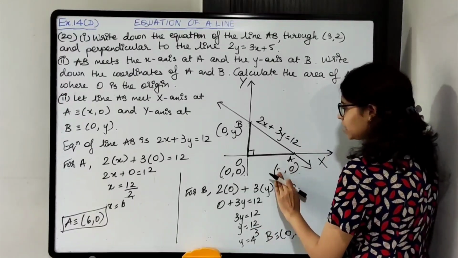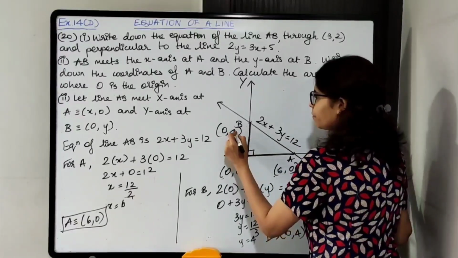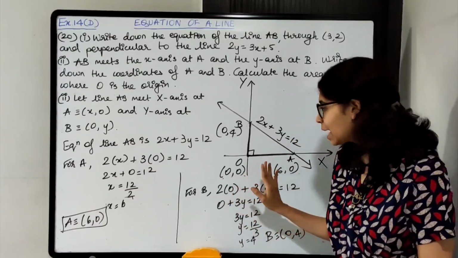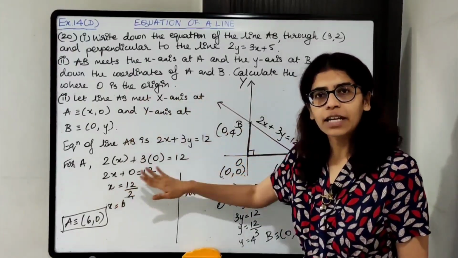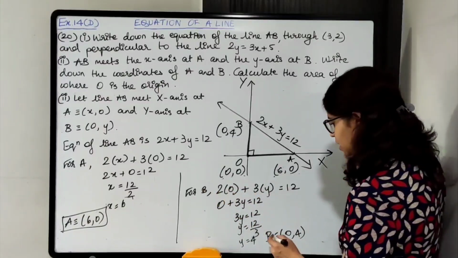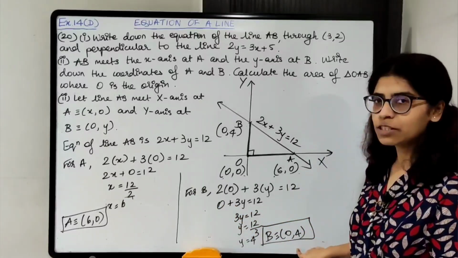So this is 6 comma 0 and this is 0 comma 4. Okay, draw the diagram first. Okay, पहले diagram draw करो, then write all this, then solve. ठीक है. Now A and B का coordinates मिल गया, box कर दो. We got the coordinates of A and B.